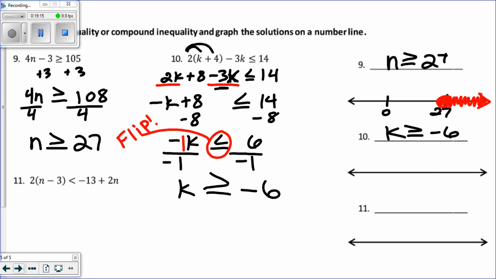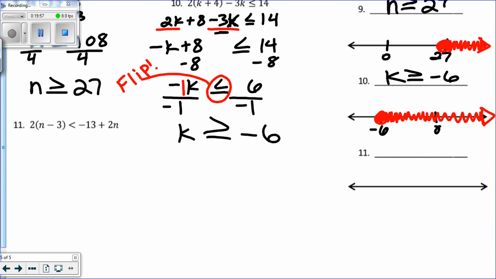So I'm going to mark 0. I'm going to mark negative 6. I have a solid dot on negative 6 because it could actually equal negative 6. And k is greater than or equal to negative 6. So all the numbers that are greater than negative 6 are to the right. Those are numbers like negative 5, negative 4, negative 3, negative 2, negative 1, 0, 1, 2, 3, 4. So remember, if we're going to the right, we're shading numbers greater than. If we're going to the left, we're shading numbers less than.